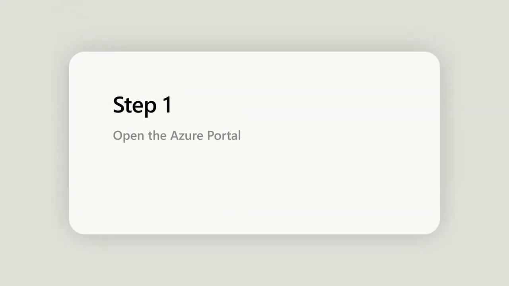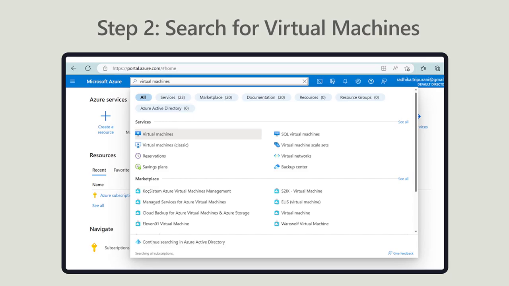Firstly, navigate to the Azure portal at portal.azure.com and log in with your Azure account credentials. Next, in the Azure portal, enter Virtual Machines in the search bar and select Virtual Machines under the Services category.